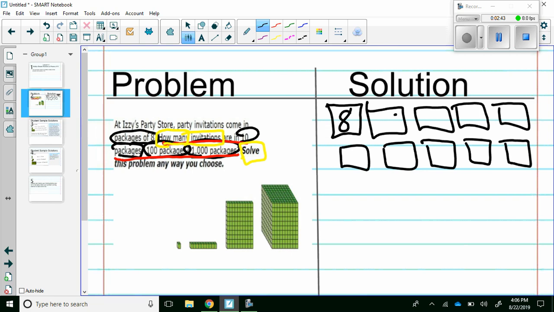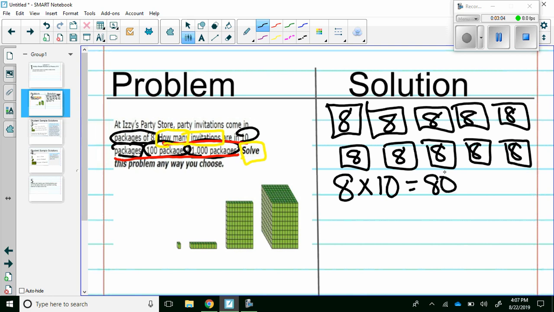So I'm going to draw it out. Here are the 10 packages I bought. Okay. So now I have 10 groups of 8, which would be 8 times 10. 8 groups of 10 would equal 80 invitations total.